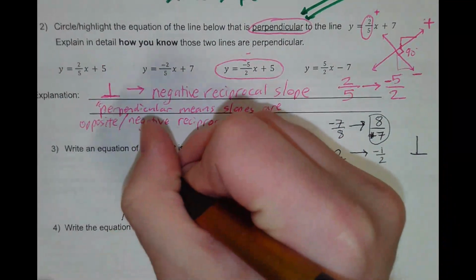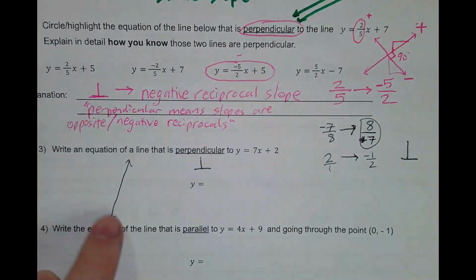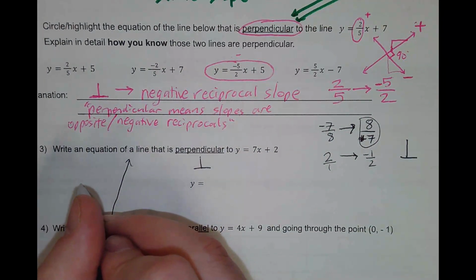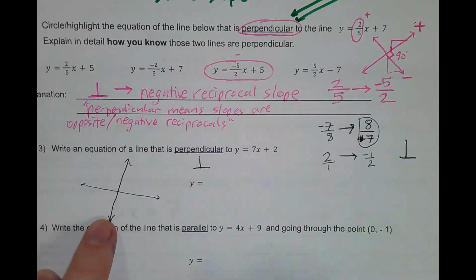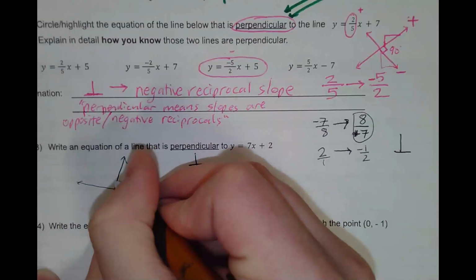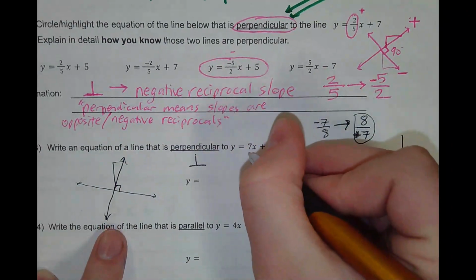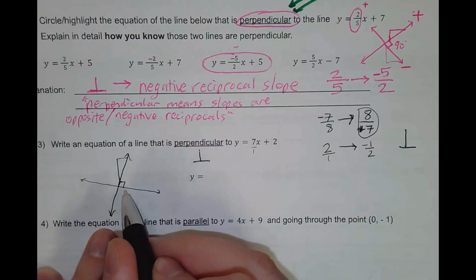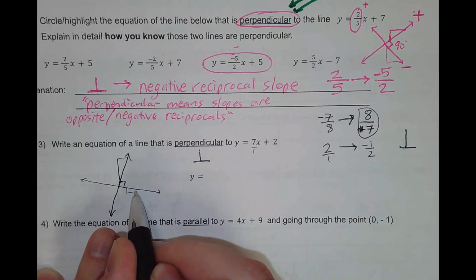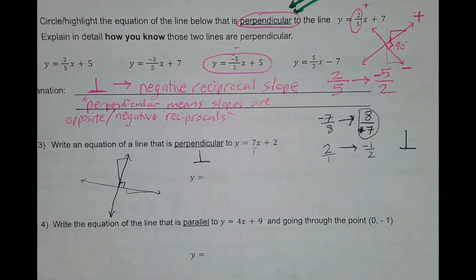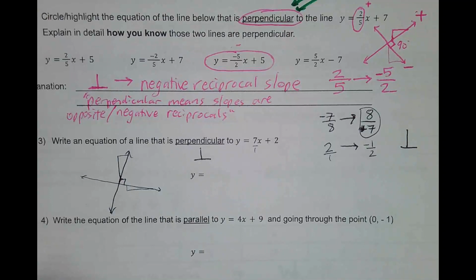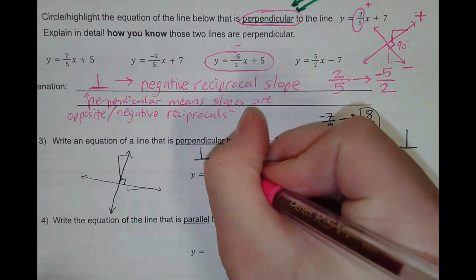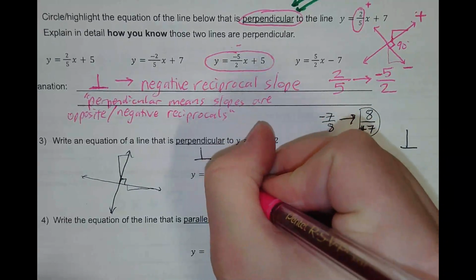7x plus 2 kind of looks like this. A really steep slope. And to be perpendicular to it, it must look something like this. 90-degree angle. So this one has a slope of up 7/1. And to be perpendicular to that, I must go down 1 and over 7. So I need to change the slope to be a negative reciprocal. 7/1 becomes -1/7.